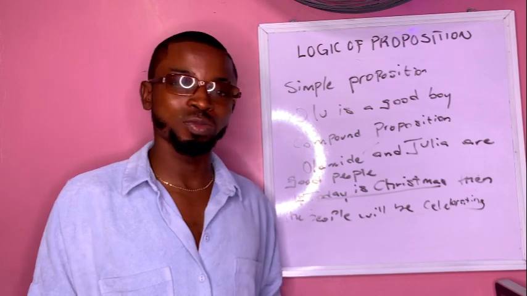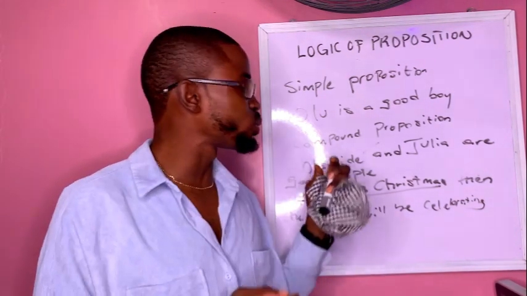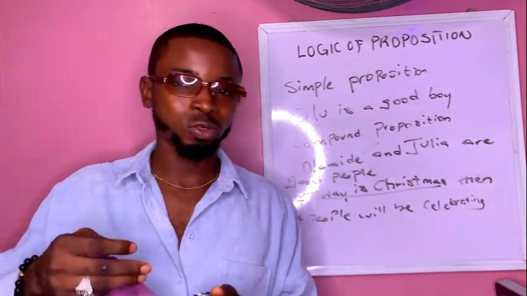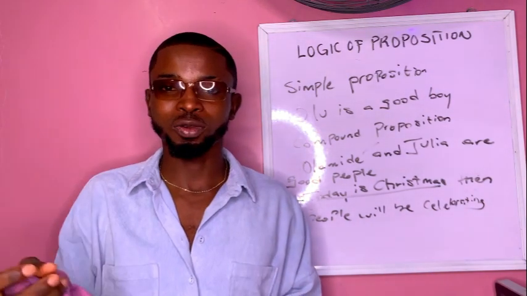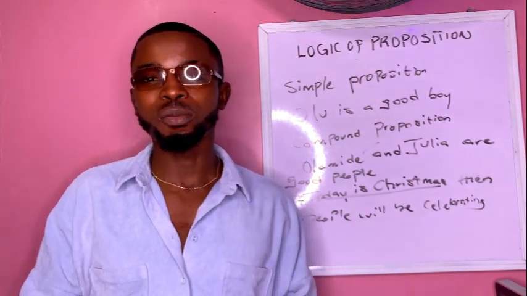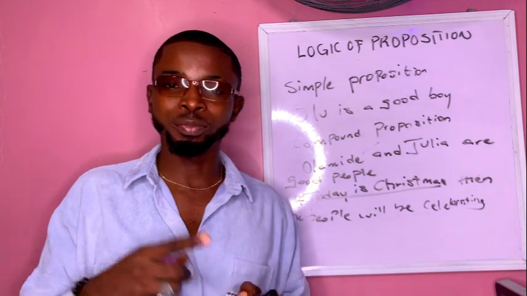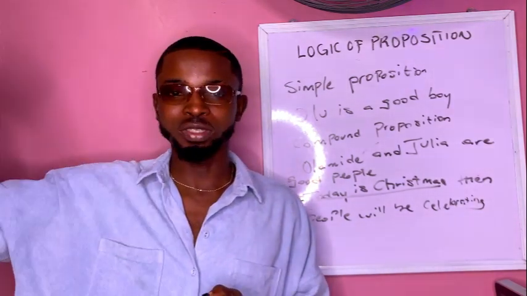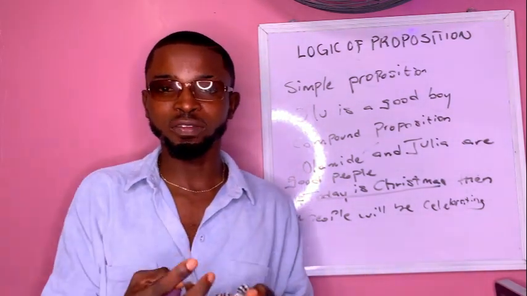So the point I'm trying to make is that a simple proposition is a proposition that does not contain another proposition as a component. It is just one. Therefore, a compound proposition is a proposition that contains another proposition as a component. It is more like two in one.